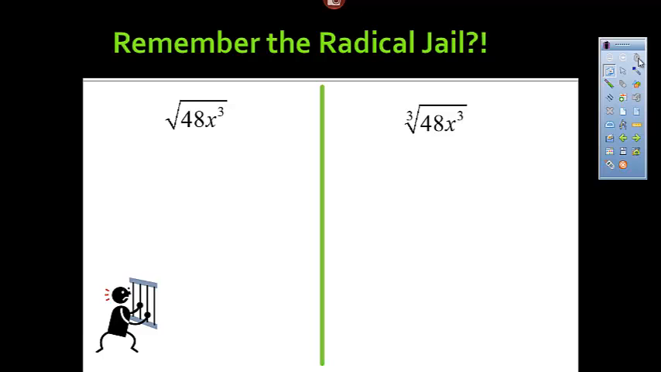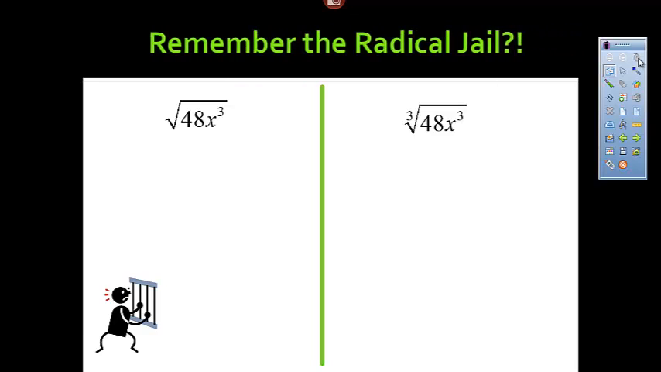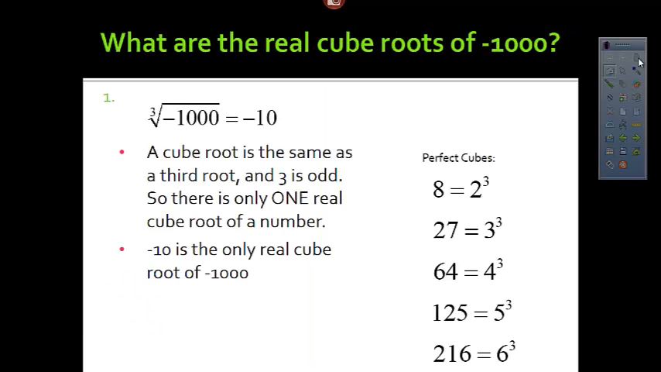So this is basically what we're getting into, and you might have to watch this video a few times because this can be a little tricky. Just to remind you, cube root is the same as a third root, and 3 is odd, so there's only one real cube root of a number. Negative 10 is the only real cube root of negative 1,000, because again, you have a group of negatives. Negative times a negative times a negative still gives you a negative.